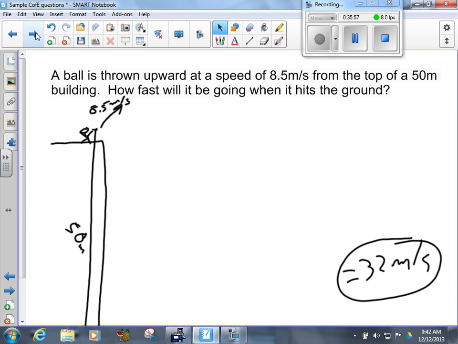Okay, give that one a try. A ball's thrown upward at a speed of 8.5 meters per second from the top of a 50-meter building. How fast will it be going when it hits the ground?